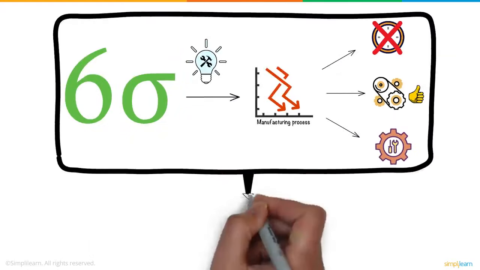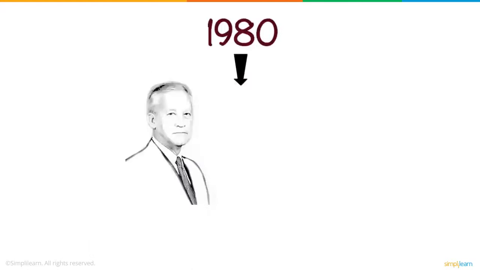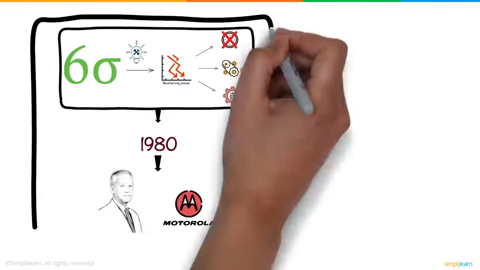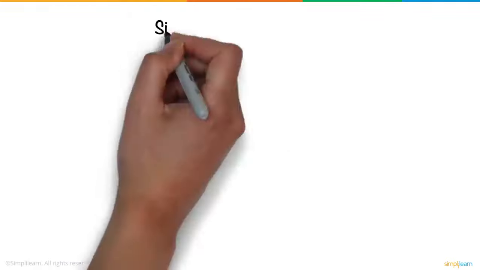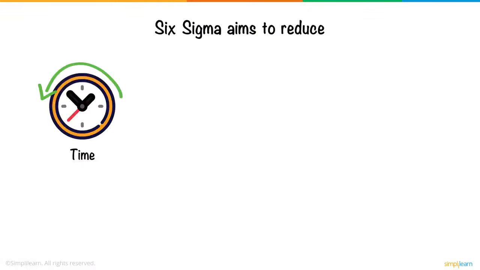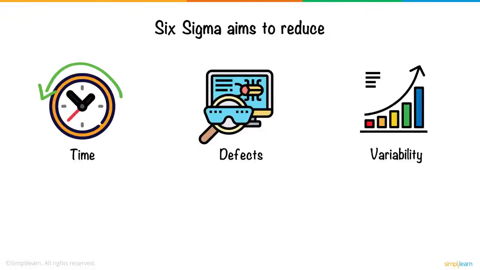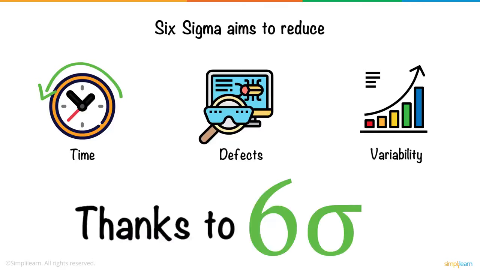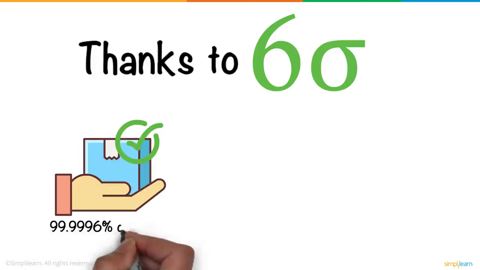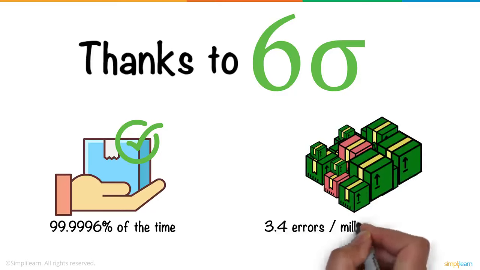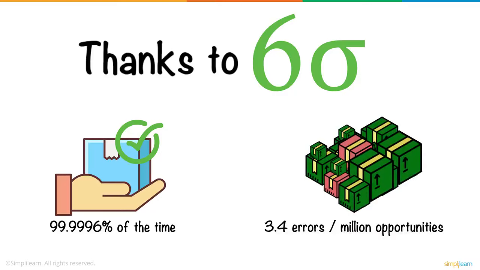The concept was introduced in 1980 by Bill Smith while working for Motorola. Since then, Six Sigma has seen worldwide adoption. Six Sigma aims to reduce the time, defects, and variability experienced by processes in an organization. Thanks to Six Sigma, you can produce a defect-free product 99.9996% of the time, allowing only 3.4 errors per 1 million opportunities.